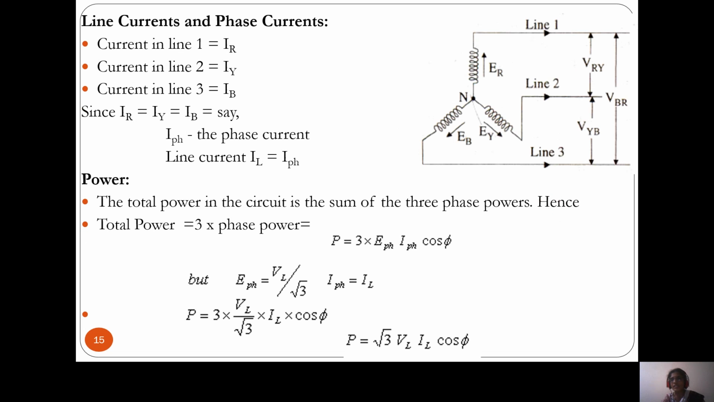This is the active power. The reactive power is Q equal to √3 VL IL sin phi. The apparent power is √3 VL IL.